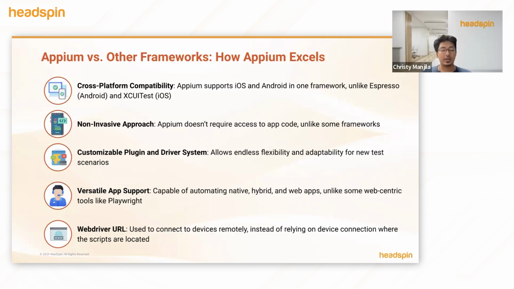Now, customizable plugin and driver support. This is a new feature that came in when Appium 2.0 dropped, and you can basically create your own plugins, just install them, and then run your script with those particular plugins. And last but not least is the WebDriver URL. The WebDriver URL essentially lets you use the IP and port of the Appium server where it's running on a host, and you can connect those devices over there, and you can run your script from any part of the world, and the script actually runs on the device.